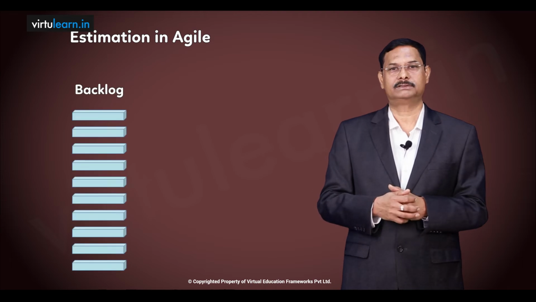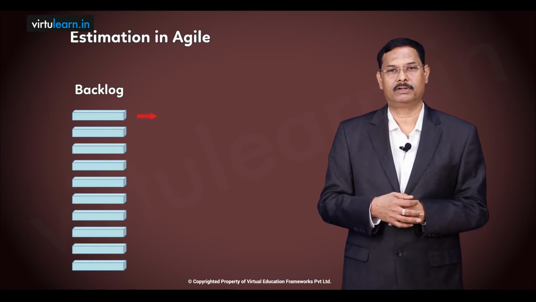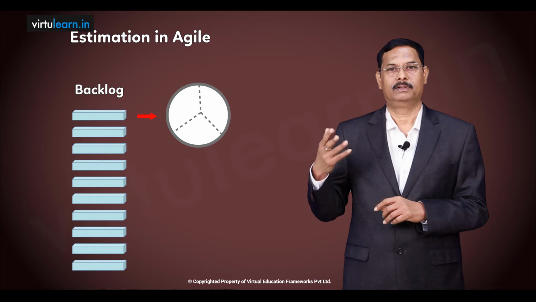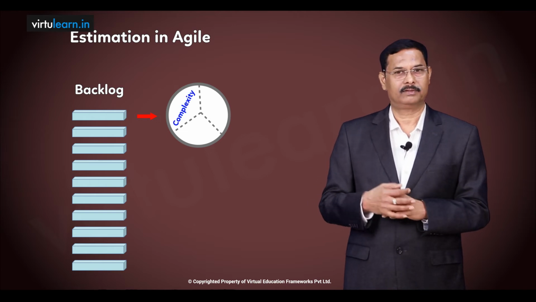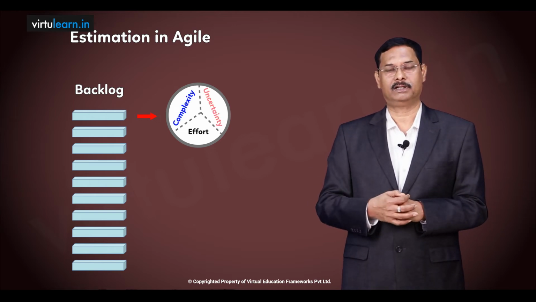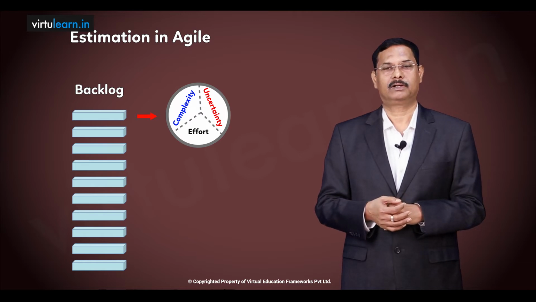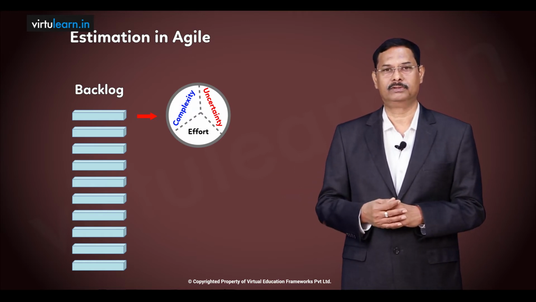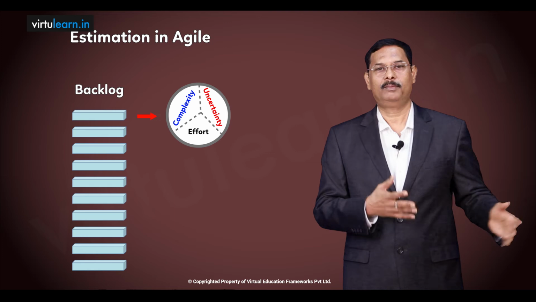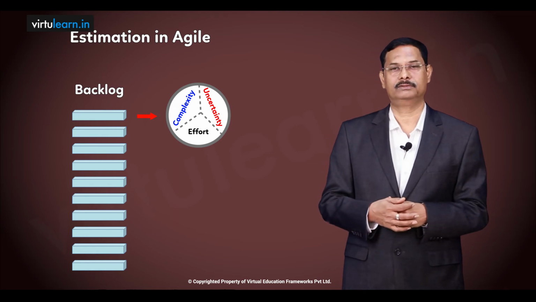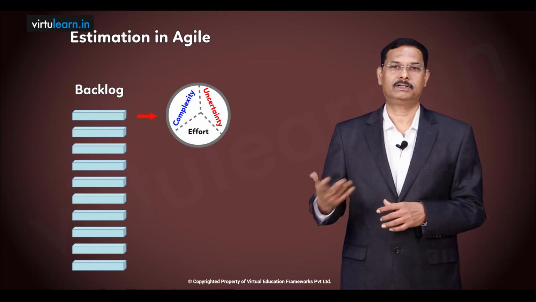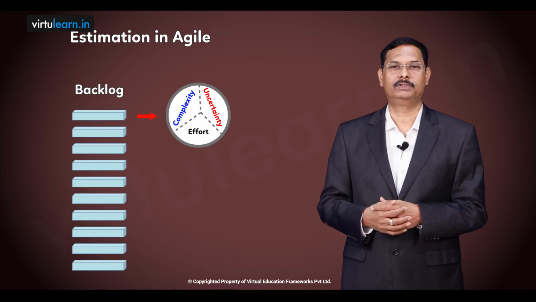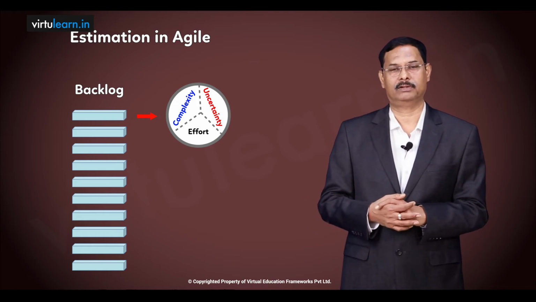Three key factors that we look at in our estimation are complexity, effort, and uncertainty, or risk as we call it. Complexity: how hard it is to do. Effort: how much work there is to do. And uncertainty or risk: what are the risks with each of these items in the backlog.